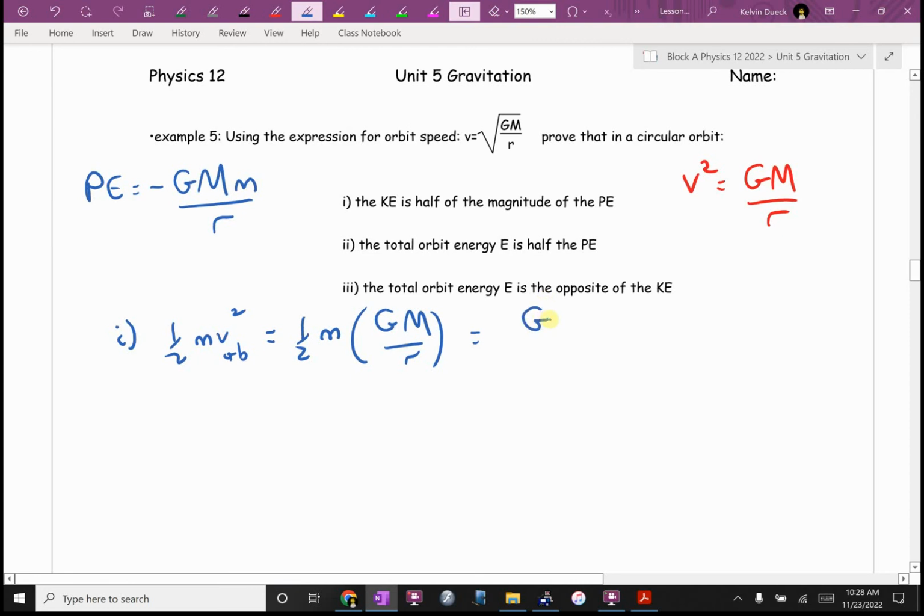Sarah, is there a big G? Say yes. Is there a big M? Say yes. Is there a little m? Say yes. Is there an R? Say yes. But in the front, there's that. Can you read to me point I again? What did it want us to prove?